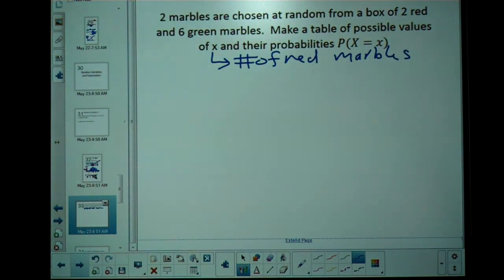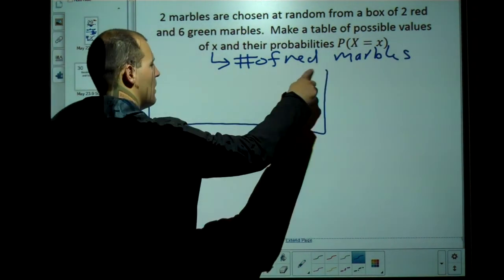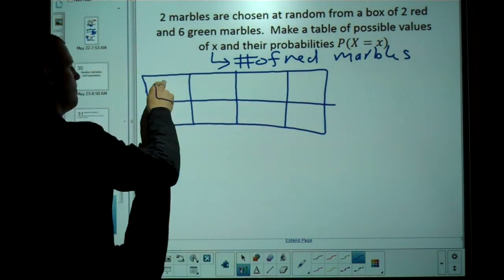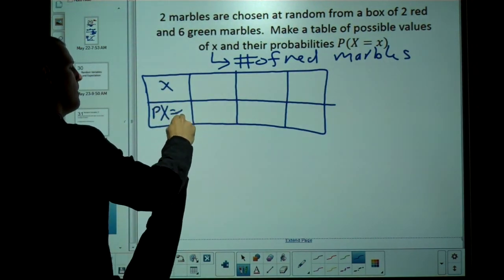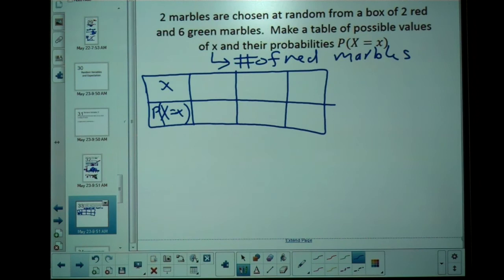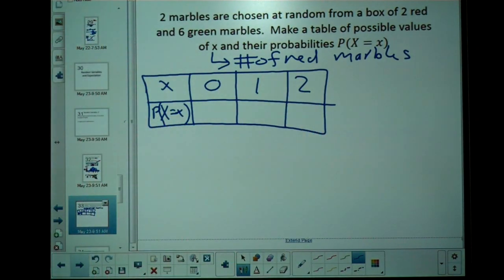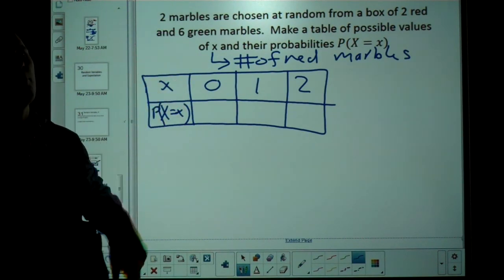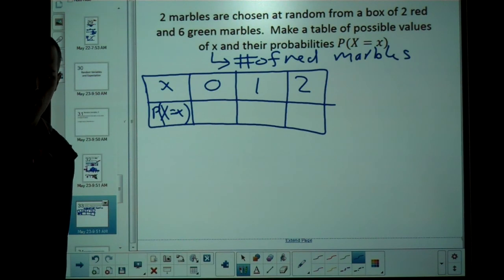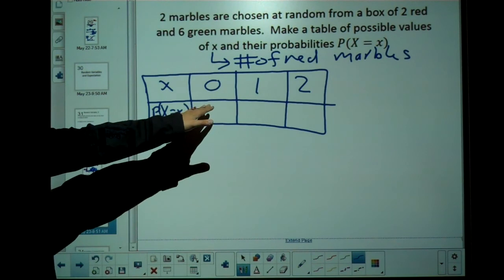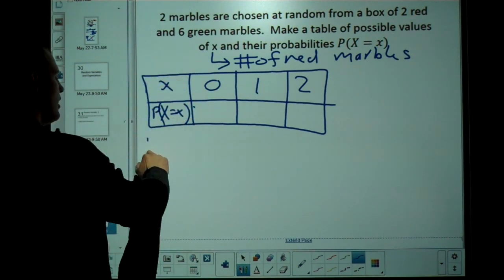And so with that, our table is going to look like this. And so, how many marbles could we pull? Well, we could pull 0 red marbles, we could pull 1, or we could pull 2. And so, once again, I want to do this the easiest way possible. So I'm going to start thinking about, well, what would happen if I pulled out 0 red marbles? Well, the first marble I pull, what is the probability of not pulling a red marble? That'd be the probability of pulling a green marble. So I'm going to write it like this.